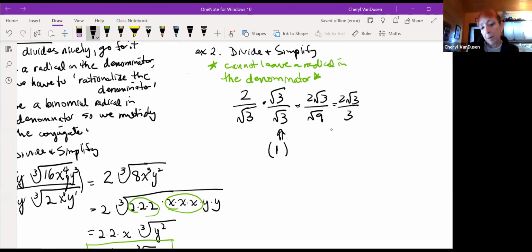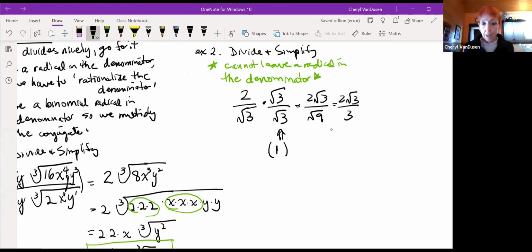Mathematicians, we like that much better. Don't really know why we stand on ceremony, but that is the way we would want that answer to be, as we would want to look at leaving the denominator as a rational number, not an irrational number.